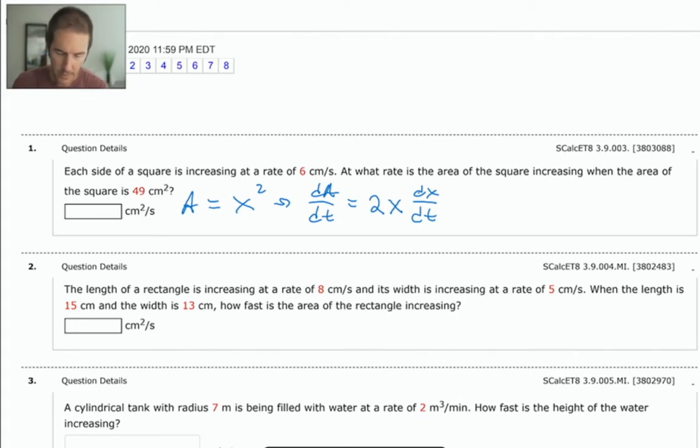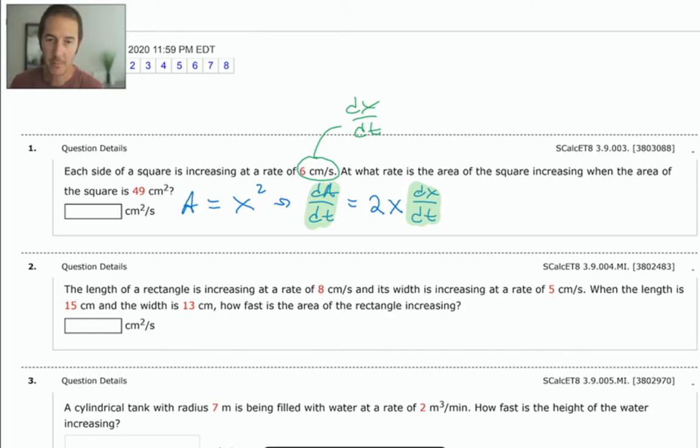Now, let's take it from the top. Each side of the square is increasing at a rate of 6 centimeters per second. In my problem, it says 6. This value is dx/dt. It's the rate of change of the side length of the square. So I've got this covered. We want to know the rate at which the area of the square is increasing. So we're going to be figuring out dA/dt, so I don't have to worry about that anymore.